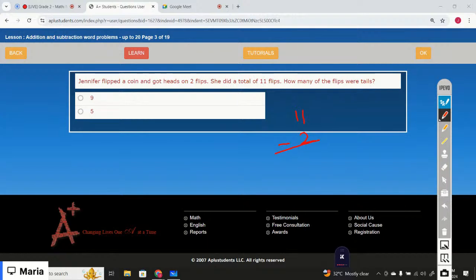The questions are related to addition and subtraction. You need to understand the question, which one you have to add and for which one you have to subtract.